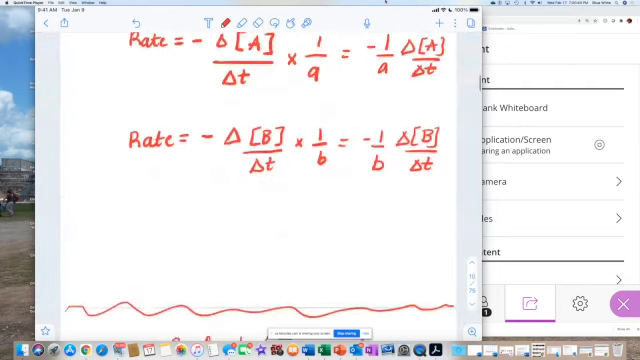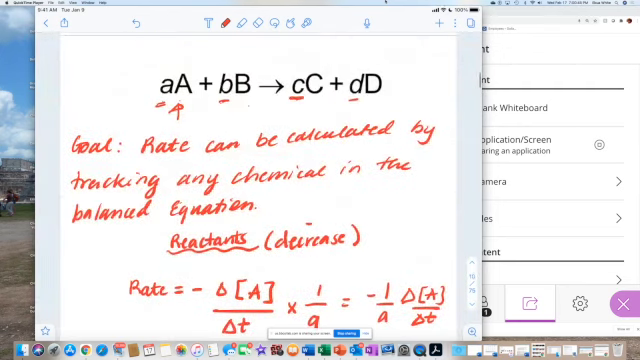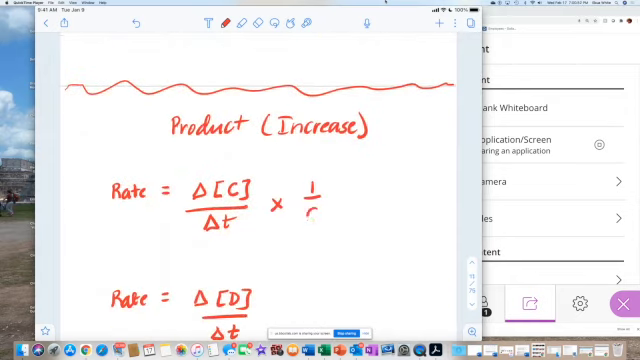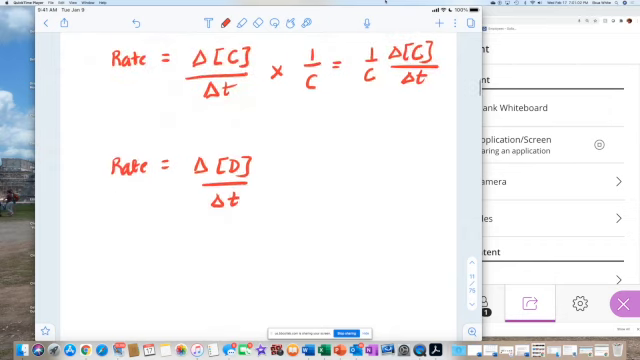Now go back and look at your coefficients. C had a little c in front of it, so I got to multiply 1 over, right? That's what they said, times 1 over C, which is going to be 1 over C delta change in big C over delta T, okay? Times 1 over D, 1 over D delta change in D over delta T, okay? So these are my products. So they're going to be positive. You can put a positive here if you want to. If it really bothers you, you can do that, okay?